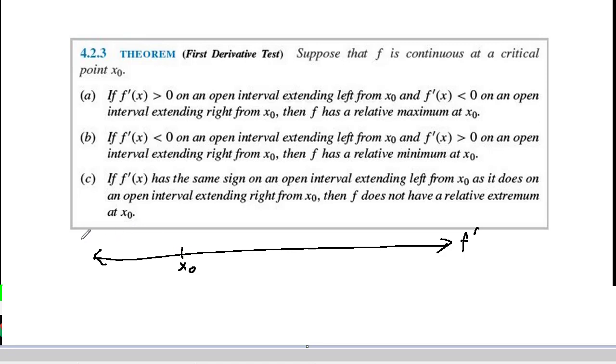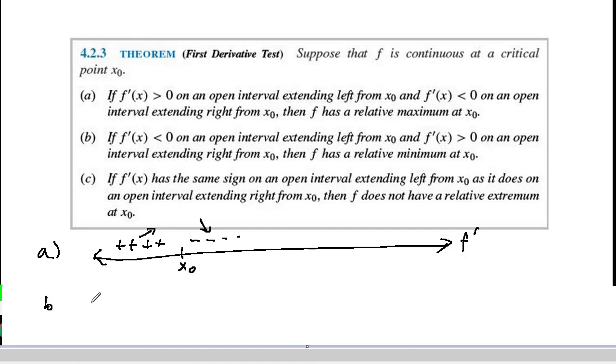And what part A says is, if your derivative is positive on an open interval extending to the left of x naught, and then it's negative, then that meant that you were going up and then coming back down, and so it should be intuitive that you have a relative max there.